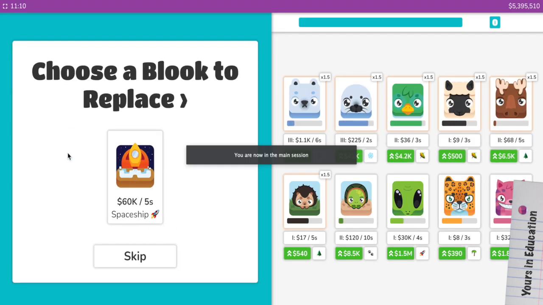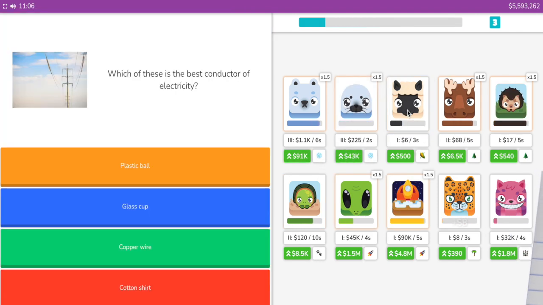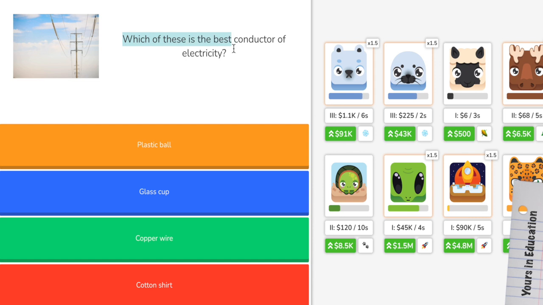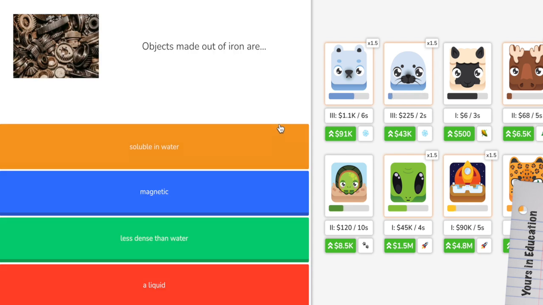Okay. Choose a block to replace. I always lose money with this. Which of these is the best conductor of electricity? Plastic, no. Glass, no. Copper, yes. Cotton, no. There you go.